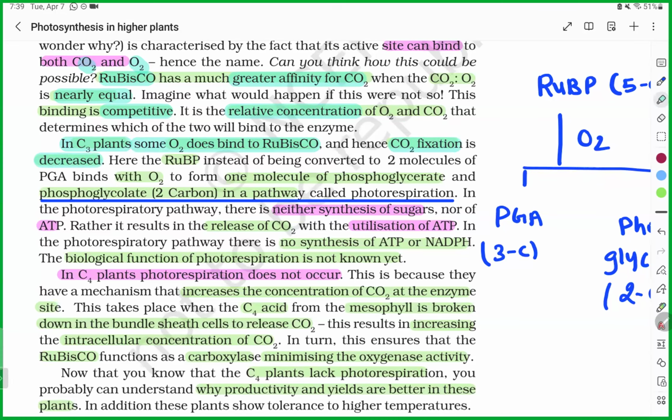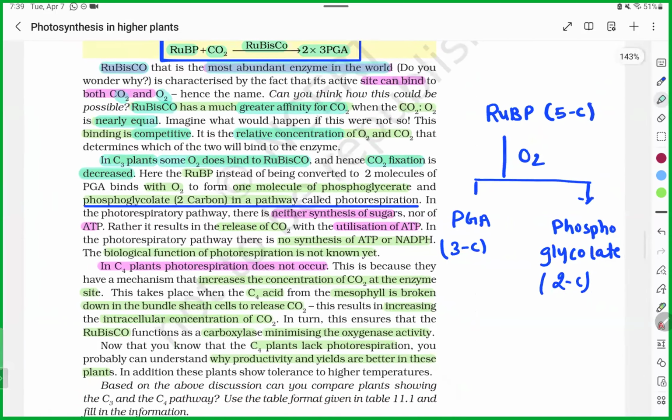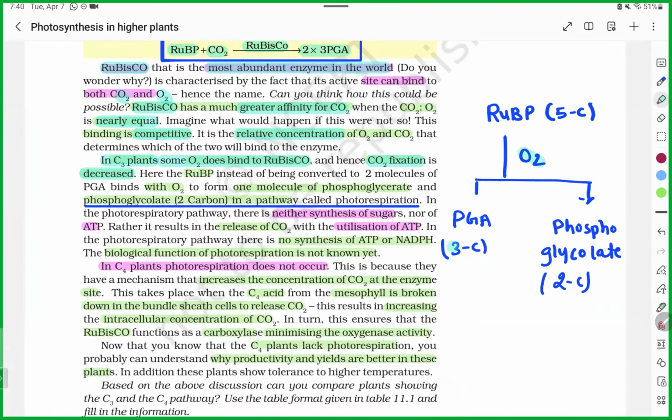And RuBP, when it binds with oxygen, is converted into normal PGA plus phosphoglycolate. Very, very important. So one phosphoglycerate is normal, but phosphoglycolate is special. The process of formation of phosphoglycolate when RuBP binds with oxygen is photorespiration.